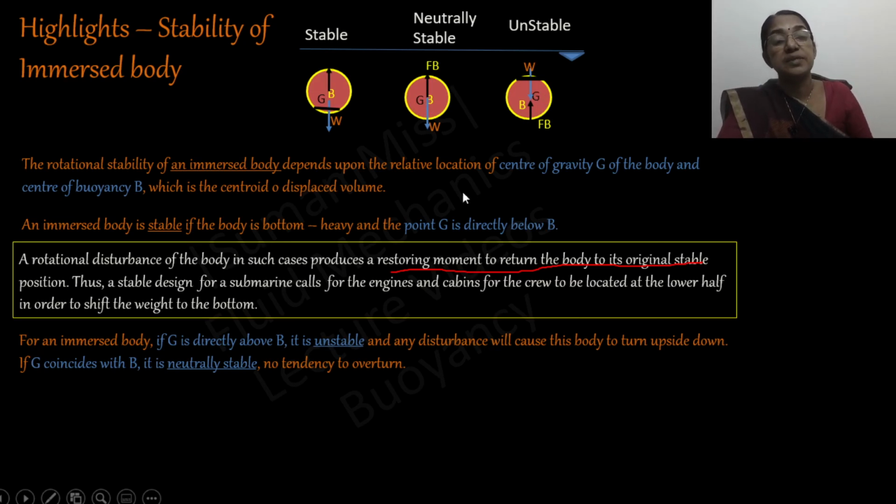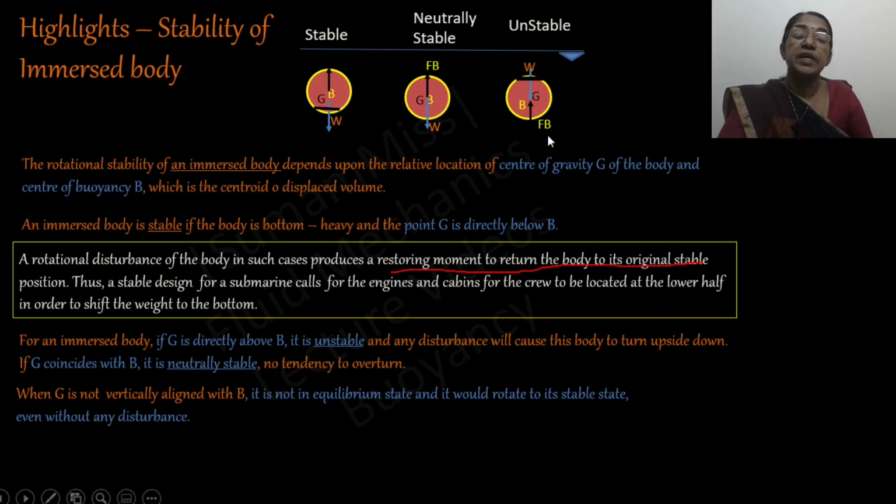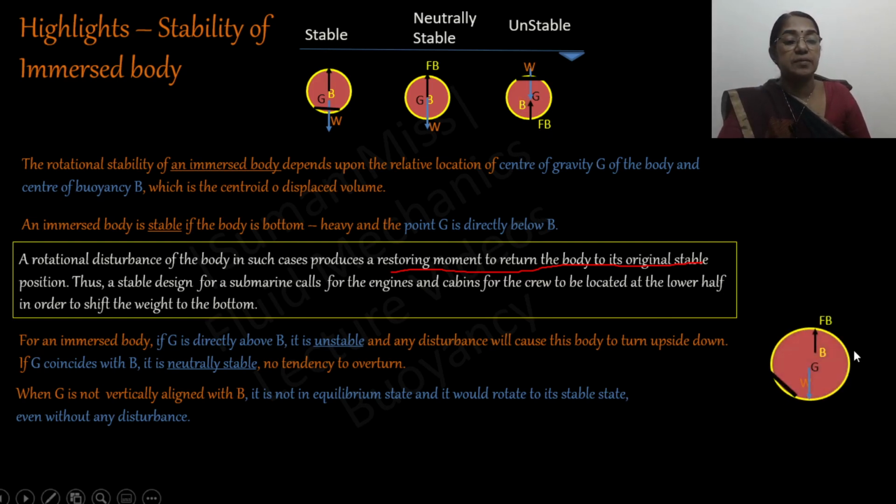However, in some situations, G and B are not vertically aligned. In that case, the body would rotate to the stable condition without any disturbance. So here, G and B are not in line. In this case, a restoring moment is developed in the counterclockwise direction. So this body would rotate to the stable state without any disturbance.